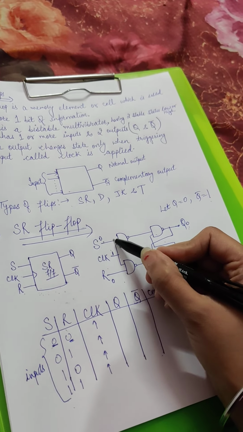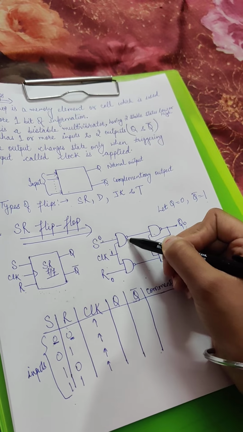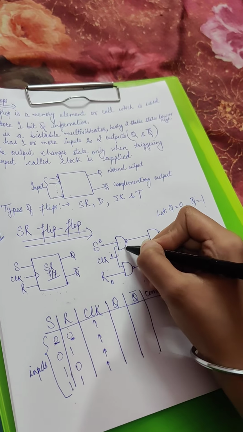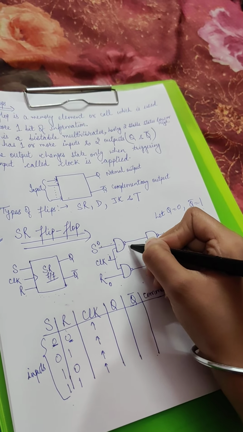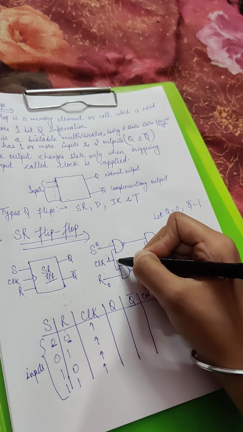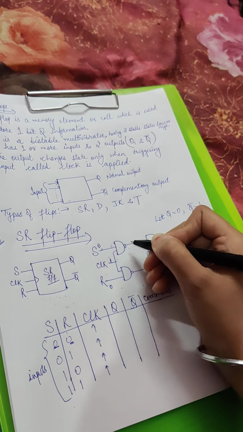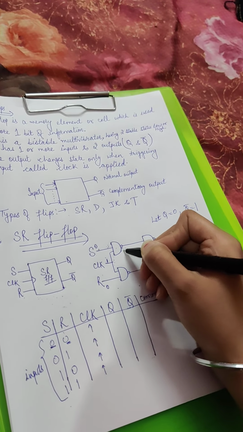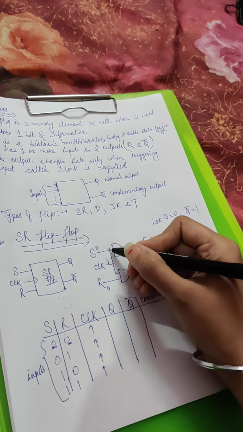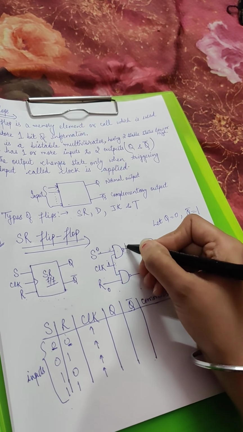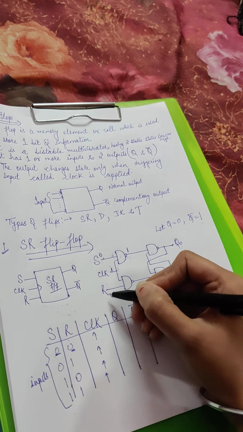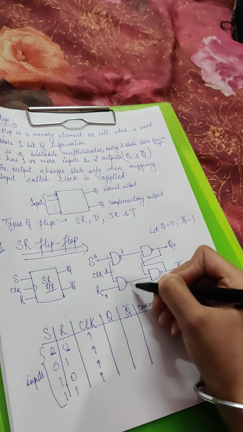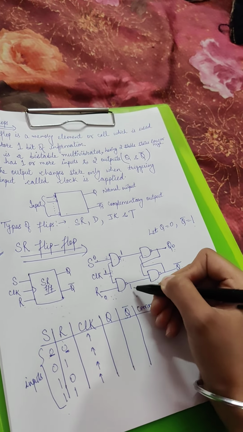So when input S is 0 and the clock is 1, then the output of this gate is 0 into 1. It is a NAND gate, and the output of a NAND gate is the complement of the multiplication of both inputs. If any of the inputs of a NAND gate is 0, then the output must be 1. So S is 0, clock is 1. That means 0 into 1 is 0, and output is 1. Similarly, in case of the R input, when this is 0 and clock is 1, its output is also 1, because 0 into 1 is 0 and its complement is 1.